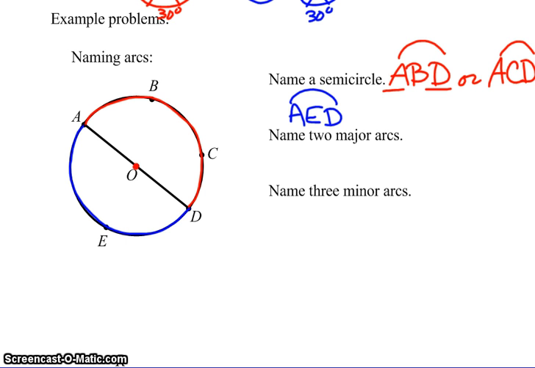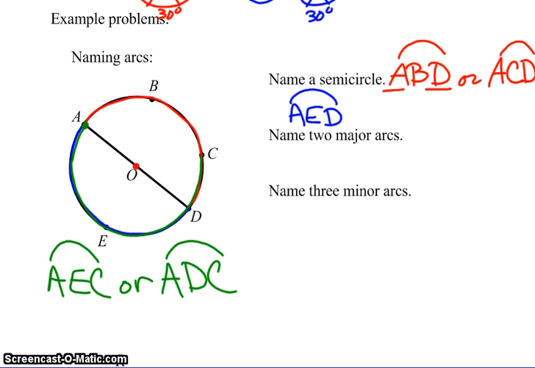Now, our definition of a major arc was an arc that's over half a circle. So now I'm going to be looking at an arc that goes more than halfway around. If I start at A and end at C to go more than halfway around, I have to pass through either point E or point D. I could name that arc AEC, or I could name it ADC. That's the same arc.